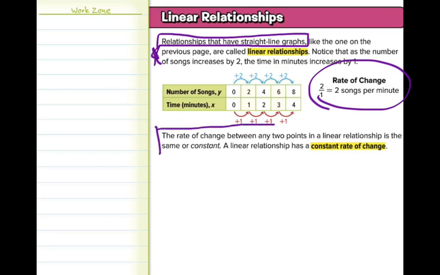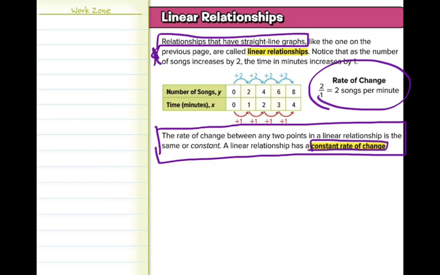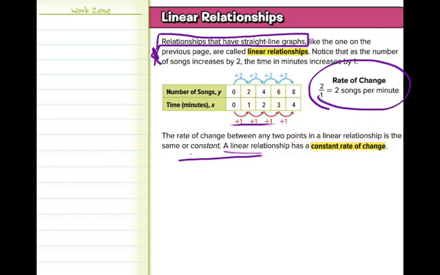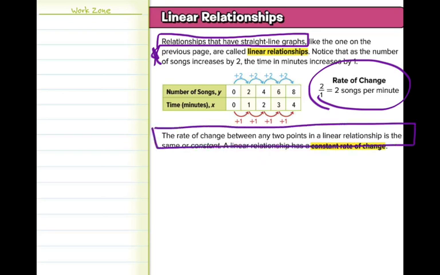So here's your second vocabulary word. Now when you're writing this vocabulary word down, I would write constant rate of change, and then I would write the first sentence down, and then after the first sentence I would rewrite this whole sentence right here. So I would say a constant rate of change is the rate of change between any 2 points in a linear relationship is the same or constant. And then I would write afterwards, the linear relationship has a constant rate of change. Okay, so here's your second vocab.